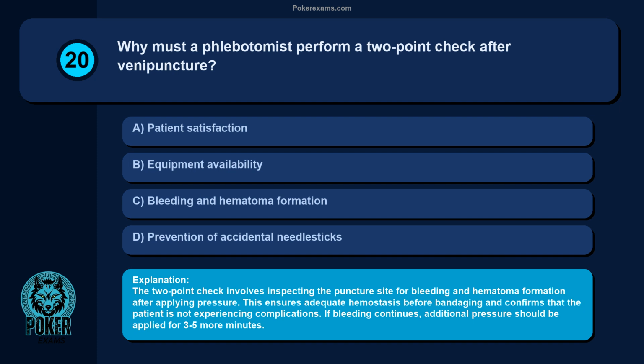The 2-point check involves inspecting the puncture site for bleeding and hematoma formation after applying pressure. This ensures adequate hemostasis before bandaging and confirms that the patient is not experiencing complications. If bleeding continues, additional pressure should be applied for 3 to 5 more minutes.